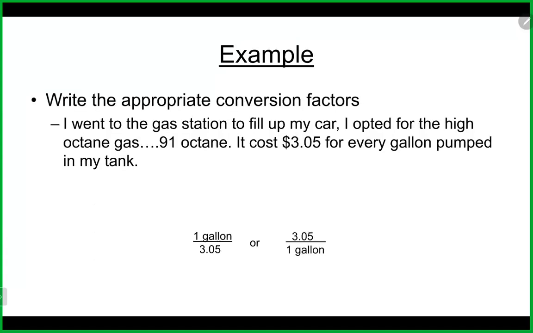So if a gallon of gas is $3.05 per gallon, that means 1 gallon will cost us $3.05. Our $3.05 will cost us 1 gallon.